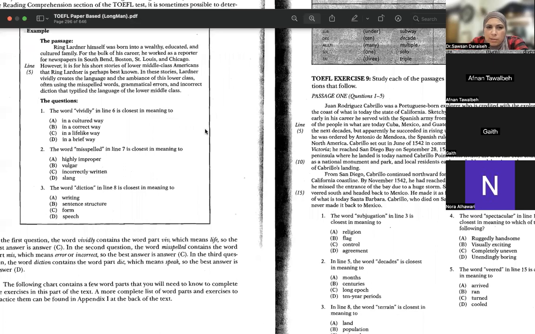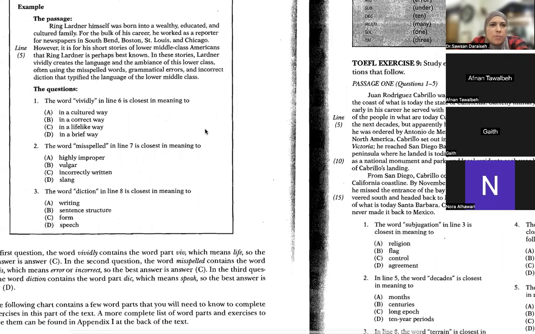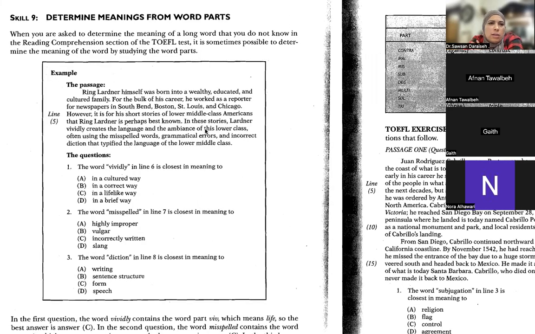We're going to work on skill 9, but let me enlarge the screen so that you can see the text. The skill is a reading comprehension skill, and the title of the skill is Determine Meanings from Word Parts. We have been discussing this for a while.